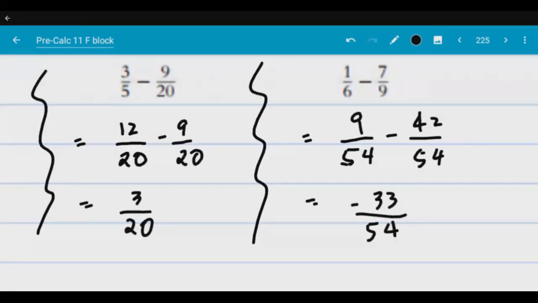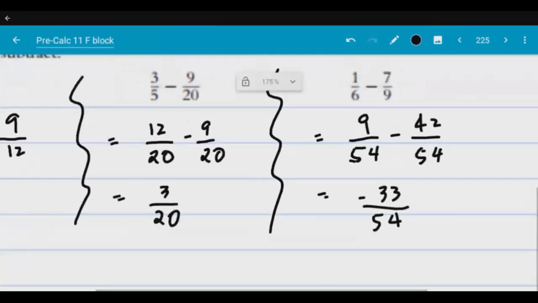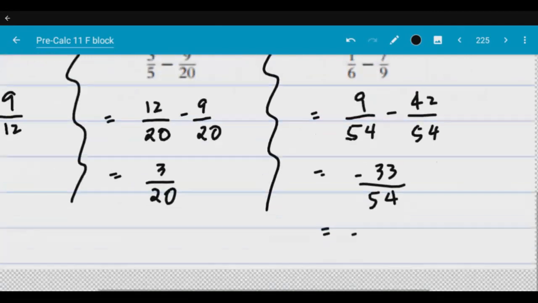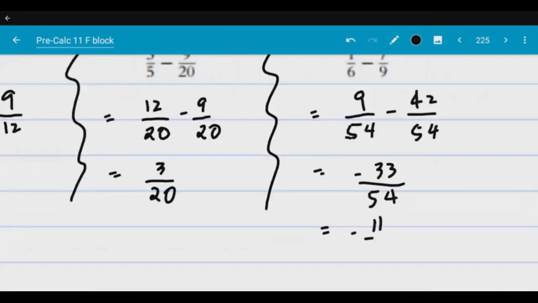Now, my method, though, would sometimes result in a big number. You just have to make sure that you are aware that there just might be common factors that you can cancel out. Well, 33 is divisible by 3. 54 is divisible by 3. So 33 divided by 3 is 11. 54 divided by 3 is 18.